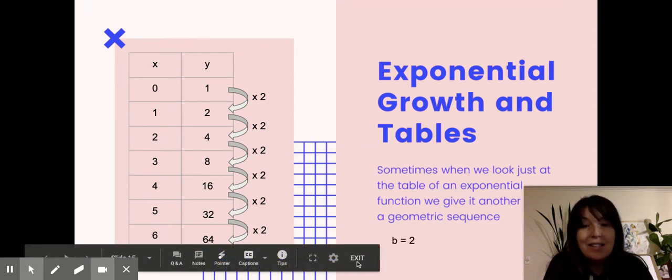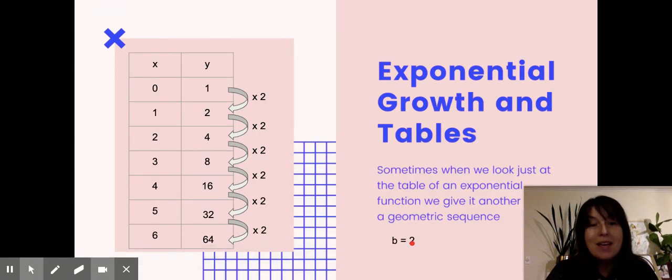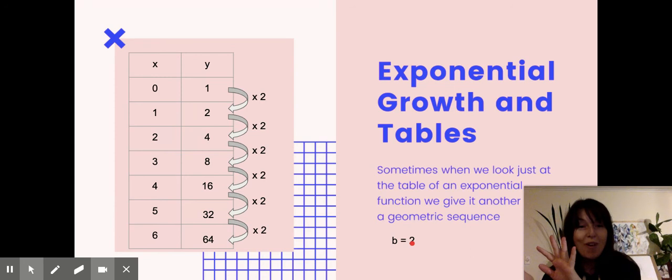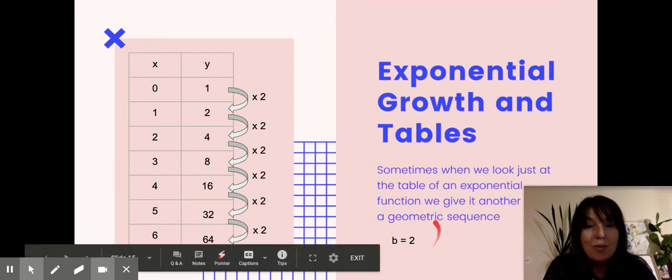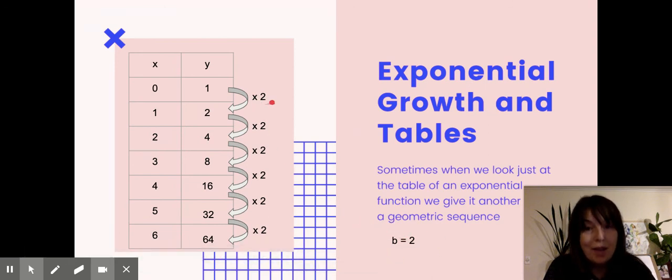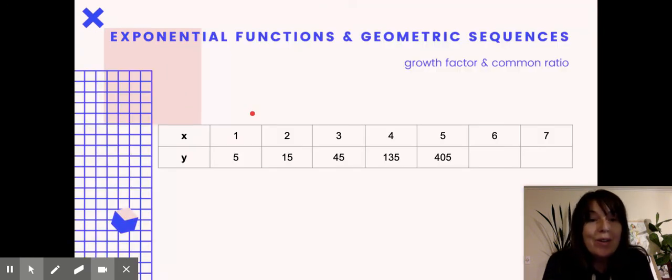And now this is the really important part here. This is b equals 2. Notice we're not saying m, we're saying b. B is the growth factor, or sometimes we call it the common ratio. So it can either be growth factor or common ratio. We're going to use the letter b to represent it. And in this case, b is 2 because that's what we're multiplying by. So b is 2.